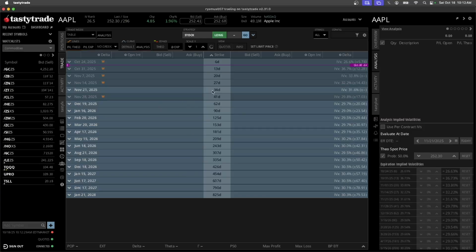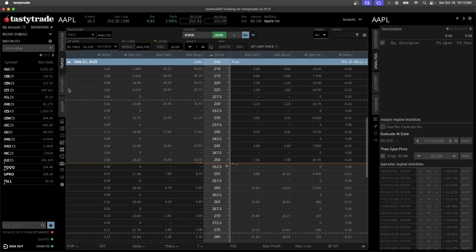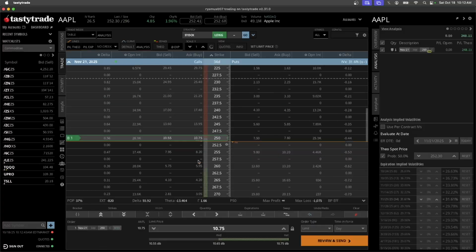So we're going to go 30 days out. We're going to go to November 21st. And here's all your strike prices. So this is the price that you're saying, hey, this is my line in the sand. I want to get above this price. And so for 30 days, to buy the 250 strike price is going to cost you $10.75, which is $1,075. So it even tells you your max loss is $1,075.